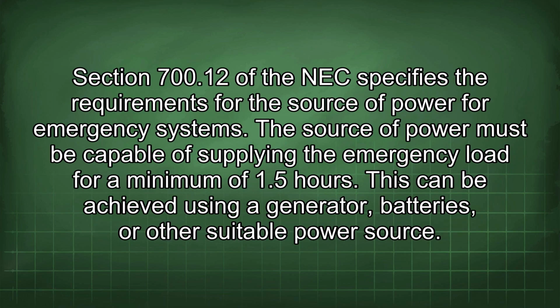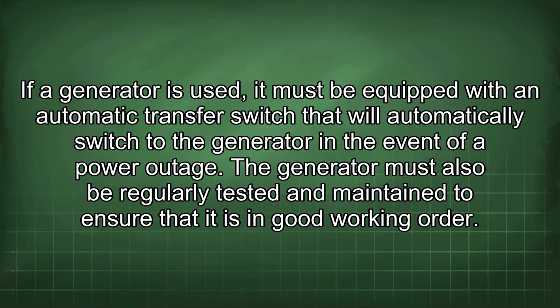Section 700.12 of the NEC specifies the requirements for the source of power for emergency systems. The source of power must be capable of supplying the emergency load for a minimum of 1.5 hours. This can be achieved using a generator, batteries, or other suitable power source. If a generator is used, it must be equipped with an automatic transfer switch that will automatically switch to the generator in the event of a power outage. The generator must also be regularly tested and maintained to ensure that it is in good working order.